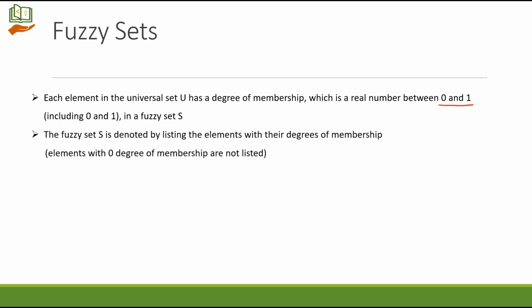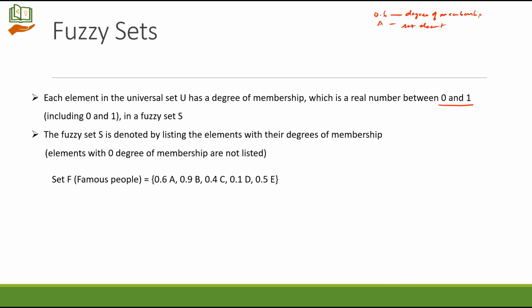The fuzzy set S is denoted by listing the elements with their degrees of membership. Elements with 0 degree of membership are not listed. Let's take a set F which contains the famous people. We are given a value called the degree of membership along with the set element. If we take 0.6 and A, this is the degree of membership and this is the set element. Similarly we have five set elements along with their degrees of membership. Why are they in decimals? Because it should lie between 0 and 1.